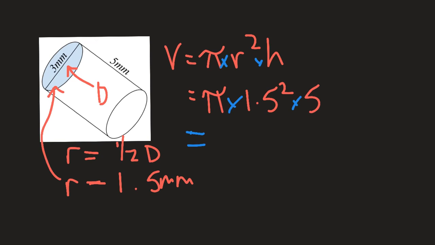still in blue, I'll just keep it there, 35.34 millimeters cubed. I hope that helps you out on how to find the volume of a cylinder given radius or diameter.